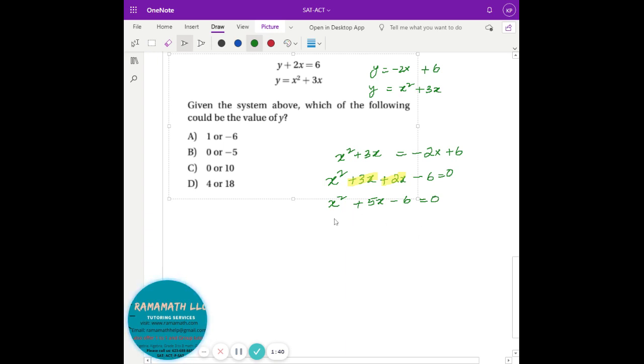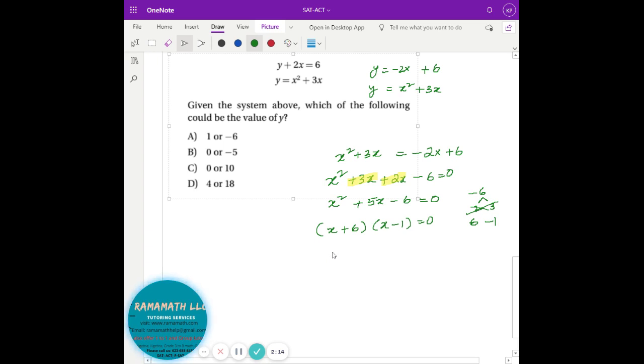And now we can get the factors. So negative 6, I can write it. Now, I need a positive 5. If I take 2 and 3, I can multiply them, but when I add, I need to get the positive 5, so that doesn't work. So I can take positive 6 and negative 1, because when I multiply, I get negative 6, but when I add, I get the middle term, positive 5. So that's going to be x plus 6 times x minus 1 equals 0.